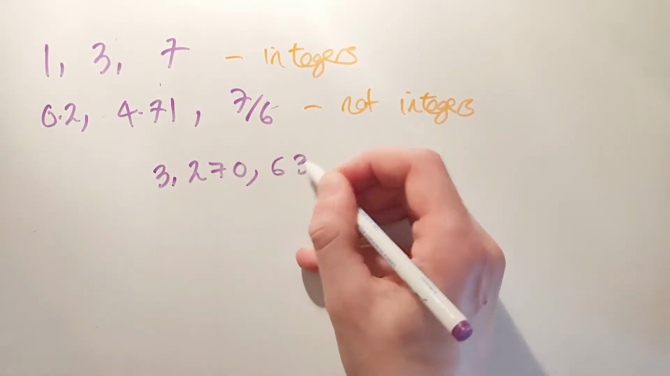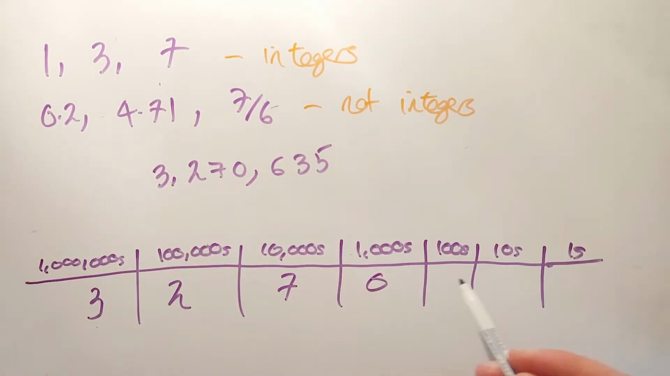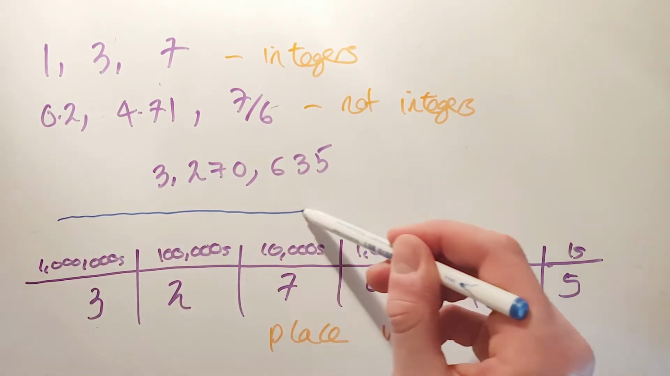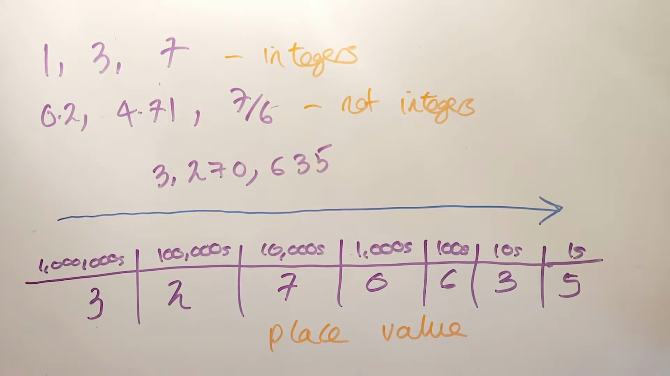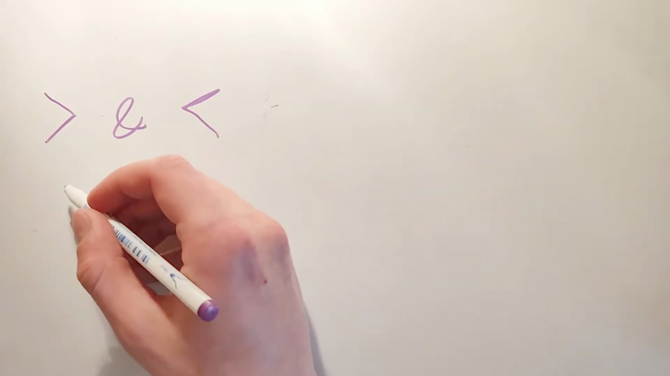Place value is a concept which we can use to order numbers. Each digit in this number has a specific place value. For example, the 3 is worth 3 million. When ordering integers, start with the leftmost place value digit, as that represents the largest digit, and then move to the right.